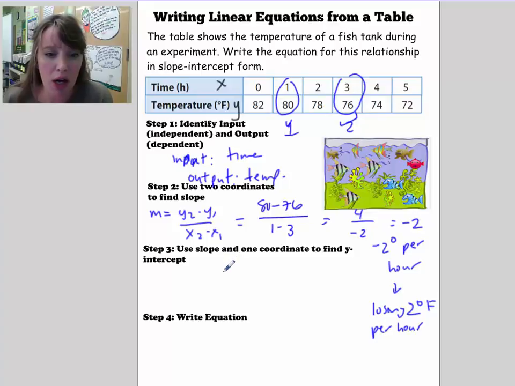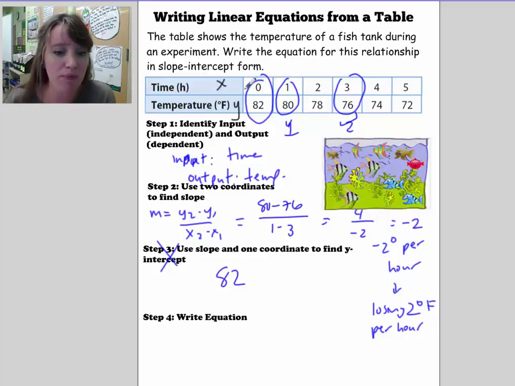Okay. Use the two coordinates to find a slope. Then use the slope and one coordinate to find the y-intercept. Actually, I don't even need to do step 3 because I have the y-intercept right here. My y-intercept is 82. My initial temperature was 82 degrees Fahrenheit. So before we started this experiment, it was 82 degrees Fahrenheit. So write the equation. y is equal to negative 2x plus 82.